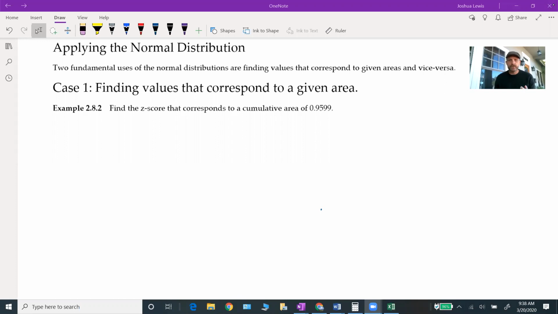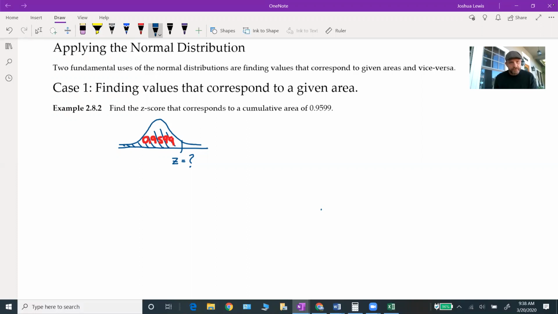So in the last section, we started with z-scores and found the area. But now, what I want you to notice is we're starting with a cumulative area. And again, cumulative area meaning area to the what? To the left. And so there's some z-score here. Don't really know what it is. And all of this area out here is 0.9599, okay? And so notice that this is a different situation, right? We're not starting from z-scores and finding areas. We're starting from an area and asking, okay, what z-score corresponds to that area?